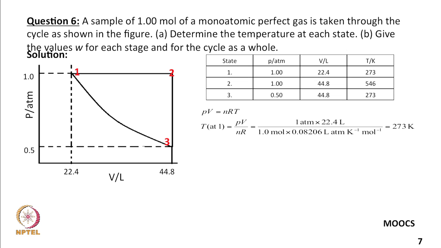However, at stage 2, where the volume is doubled, obviously, using PV by nR, the pressure is same at stage 1 and 2, only the volume is doubled. So, therefore, the temperature according to the calculation should also be double the temperature than that at stage 1, that is 546 Kelvin.